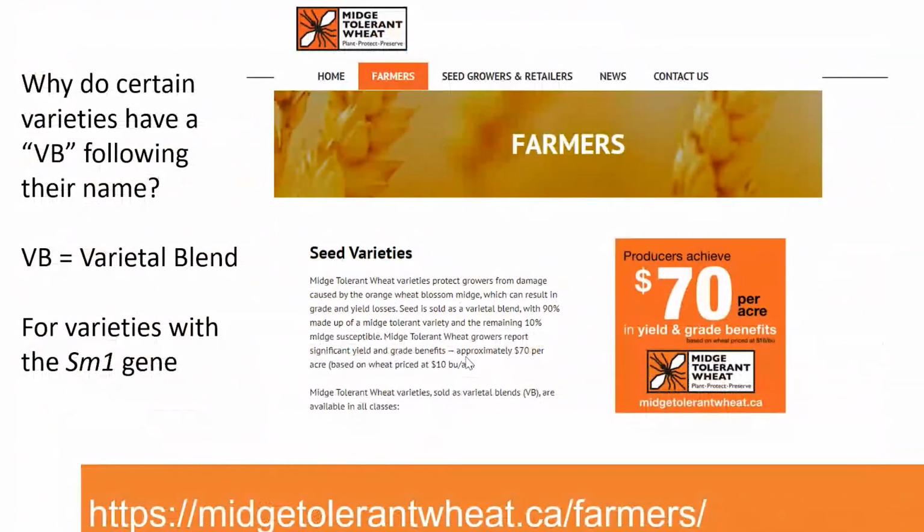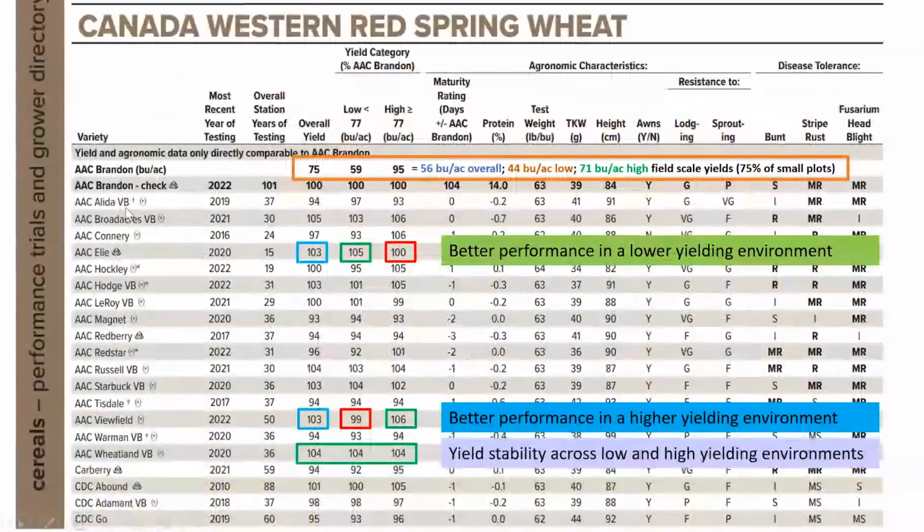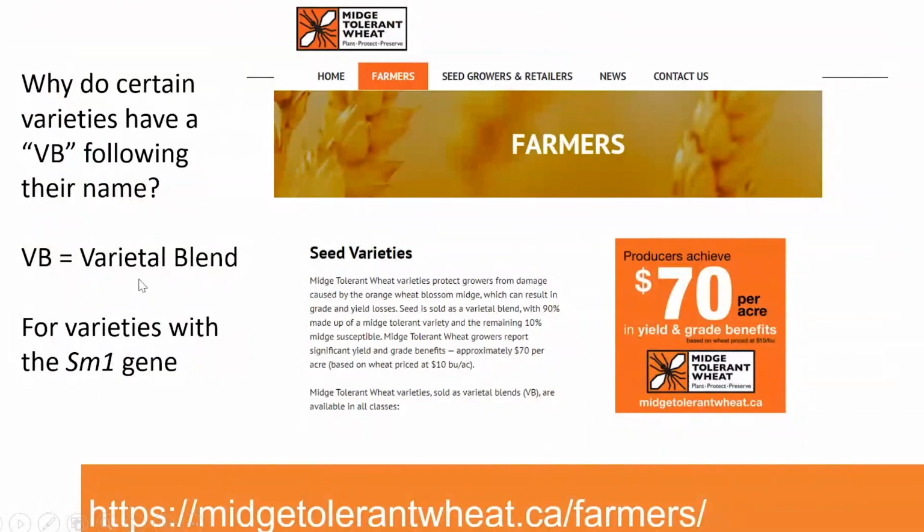The next thing I want to note, and you might have noticed that some of the varieties in the table had a VB following their name. I'm just going to flip back and highlight where you can see Elida VB, Broadacres VB, Hodge VB, and so forth. So what does that VB mean? It stands for varietal blend, and it is listed for varieties that have the SM1 gene. Now, the SM1 gene confers resistance to the orange wheat blossom midge, which can result in both grade and yield losses. So this is the indication of that genetic resistance to that insect pest.